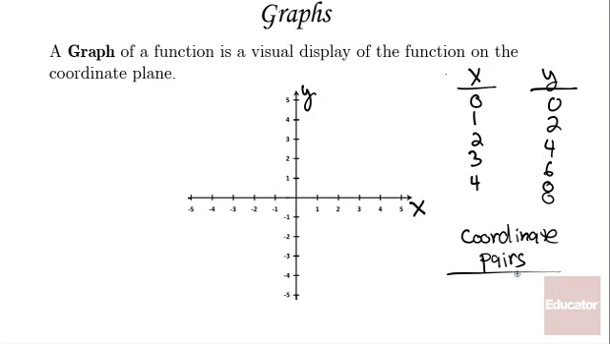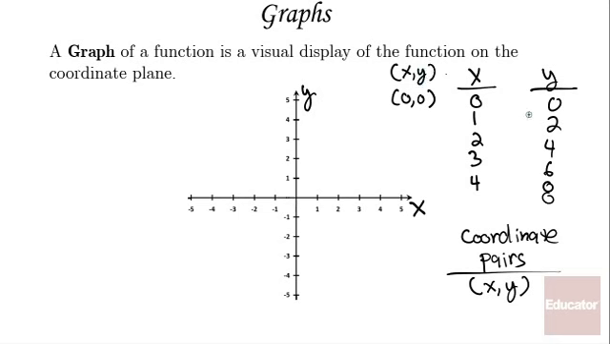Coordinate pairs tell us the coordinate of a point on the coordinate plane. For example, looking up here, I have 0 and 0. So my first coordinate pair is 0, 0. With the coordinate pair, by convention, the first term is always the X term and the second is the Y term. So in my coordinate pairs, they're always going to be in the order X, Y.